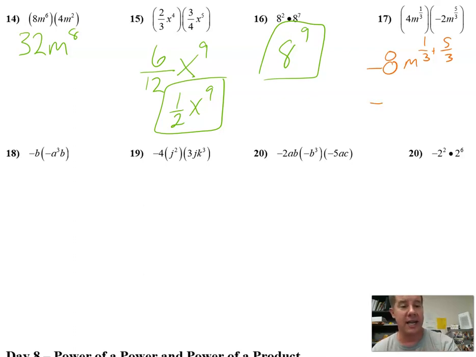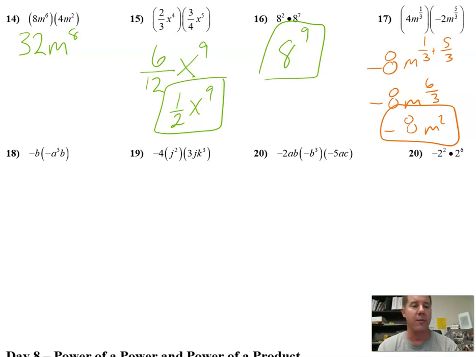So now I can see, hey, I've got common denominators. So this is going to be m to the 6/3, and 6/3 is 2. So I get -8 m squared. That wasn't so bad. See? Fractions aren't that scary. All right, moving on now.